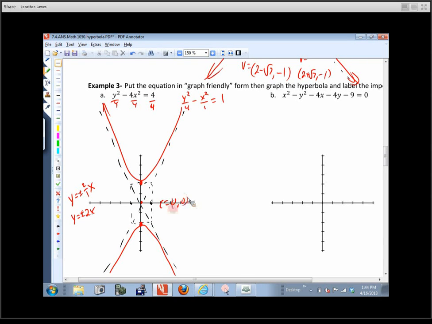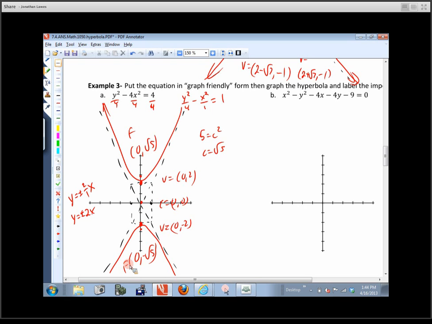Center 0, 0. Vertex at 0, 2. Whoops, 0, negative 2. Where's the focus? How far is it from the center? What's c? Add those together, you get 5 equals c squared, so c equals radical 5. So it's going to be right here at 0, radical 5. That's one focus. And then this other one's going to be here at 0, negative radical 5. That'll be the other focus.